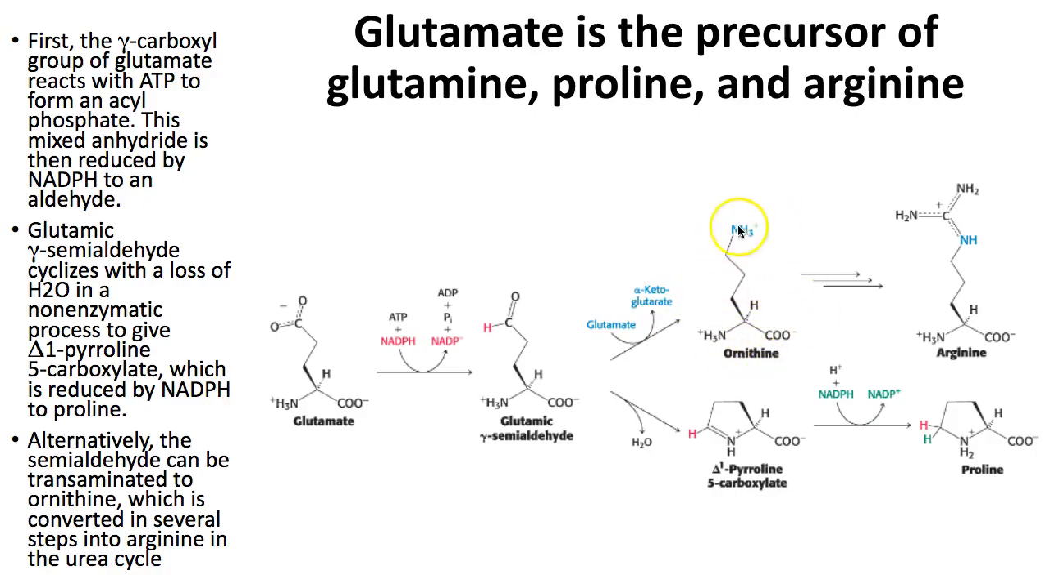And remember, ornithine should look kind of familiar because we've seen this before in the urea cycle. And then from there, it goes through several other steps to end up forming the amino acid arginine.